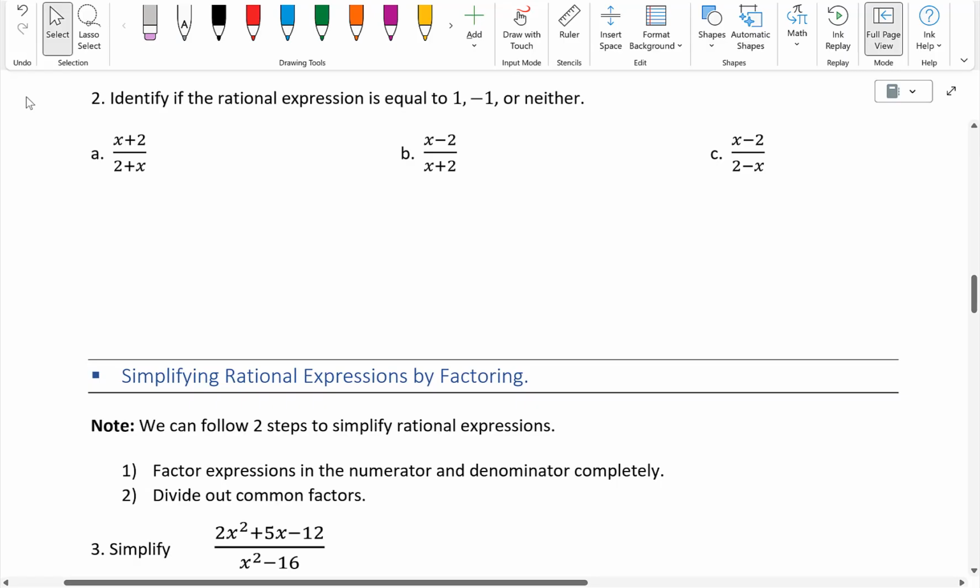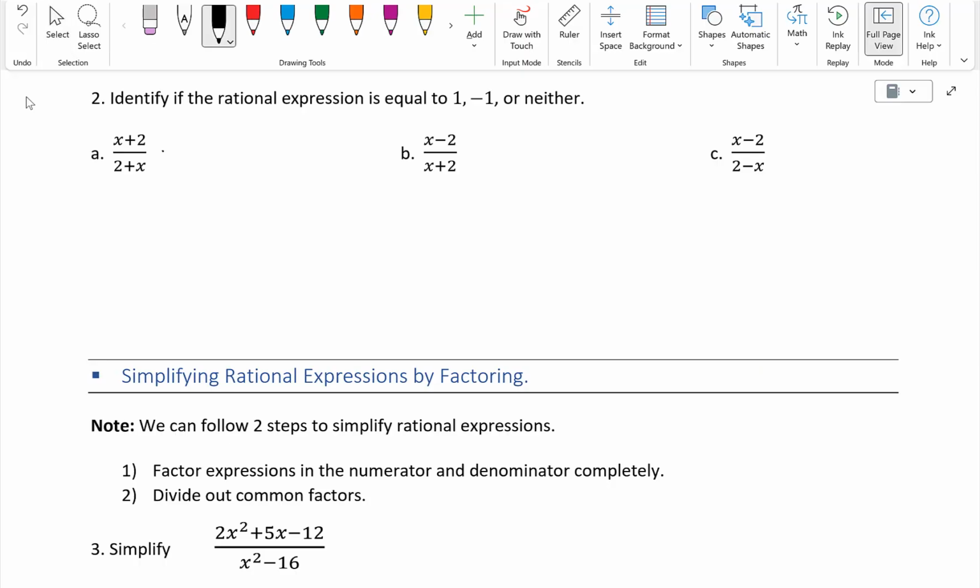So something like a, we have x plus 2 divided by 2 plus x. We know that addition and subtraction are commutative, right, as long as the signs stay the same. So 2 plus x is the same as x plus 2. That big fraction bar acts as a grouping symbol, so it is the whole numerator divided by the whole denominator. So we're not dividing x by x or 2 by 2, but the entire expression x plus 2 divided by x plus 2, anything divided by itself gives us a 1.